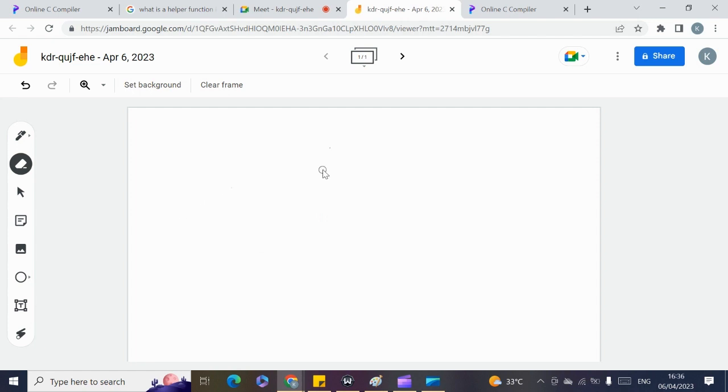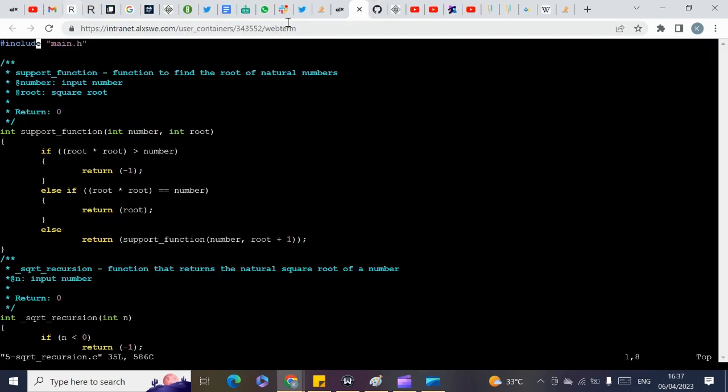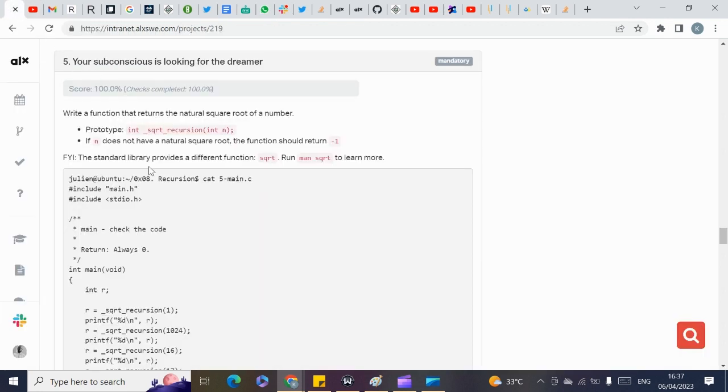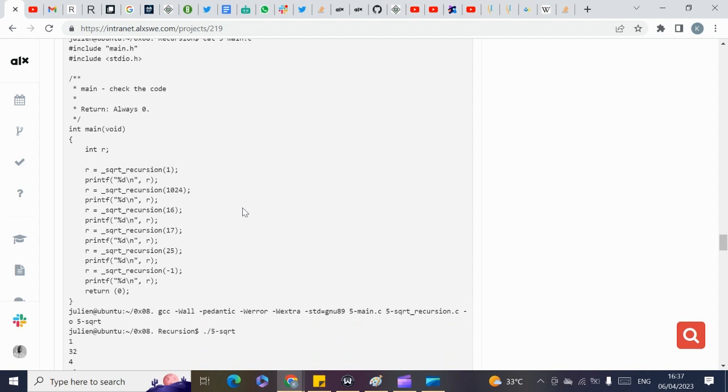So what I was saying is, now we have been given some numbers. They will pass some numbers through the main function. See, when you look at the main function, we have these numbers being passed. So we have to find the square root of these numbers.